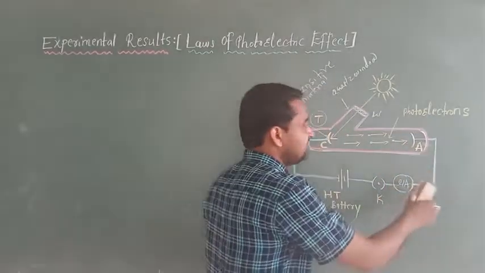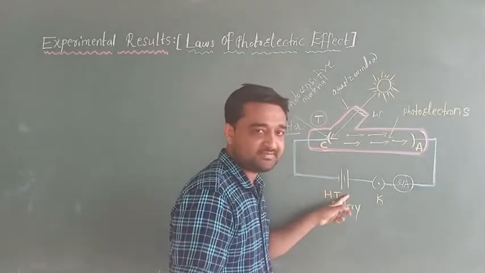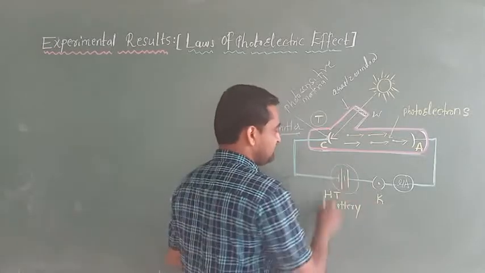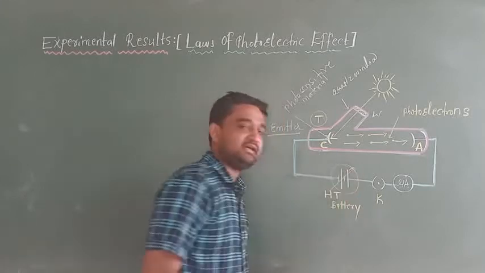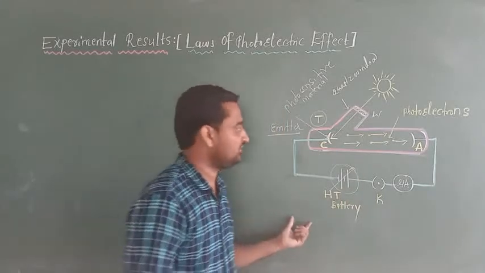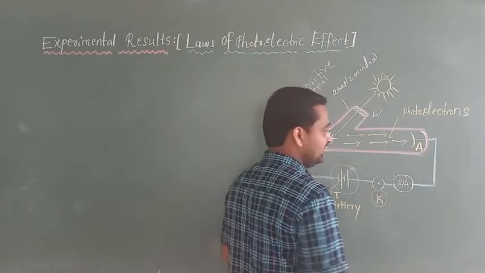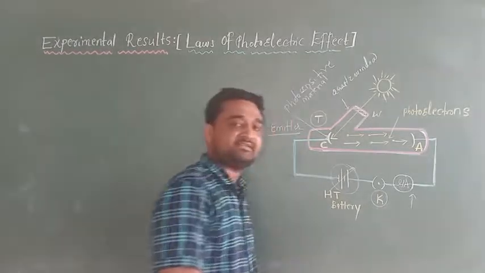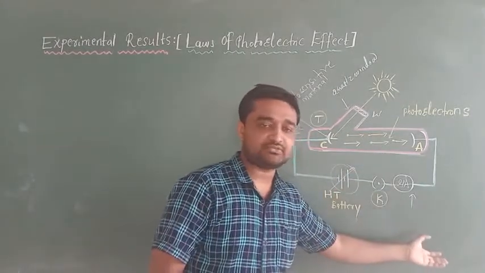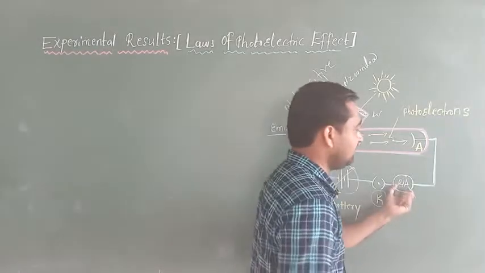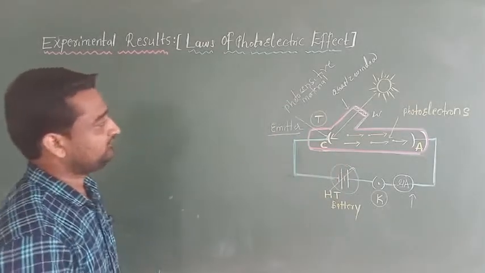These two, cathode and anode, are connected to a high tension DC battery. To maintain the potential difference between the cathode and anode, a variable high tension battery is connected. Again, a key and a microammeter are connected. An ammeter is a device used to measure current, so here we use a microammeter to measure the current obtained from the photoelectrons.